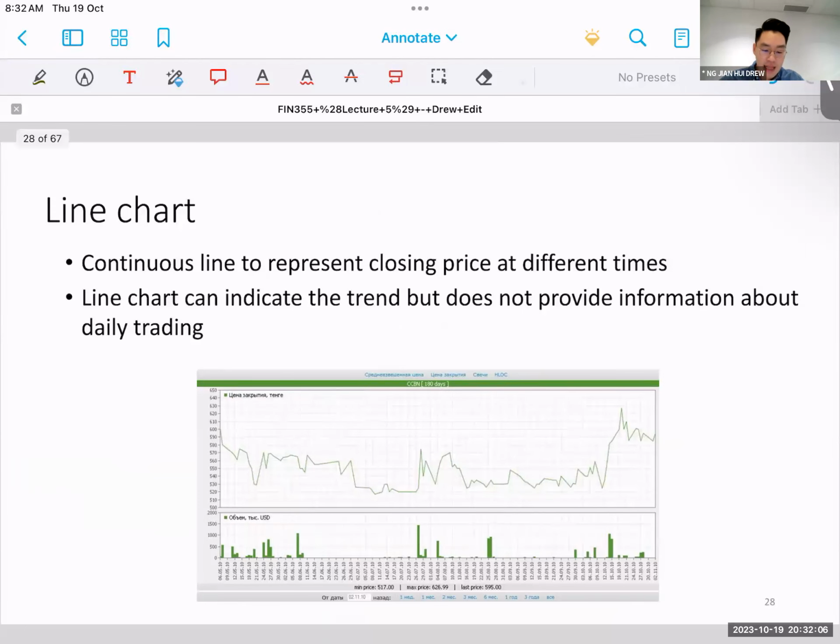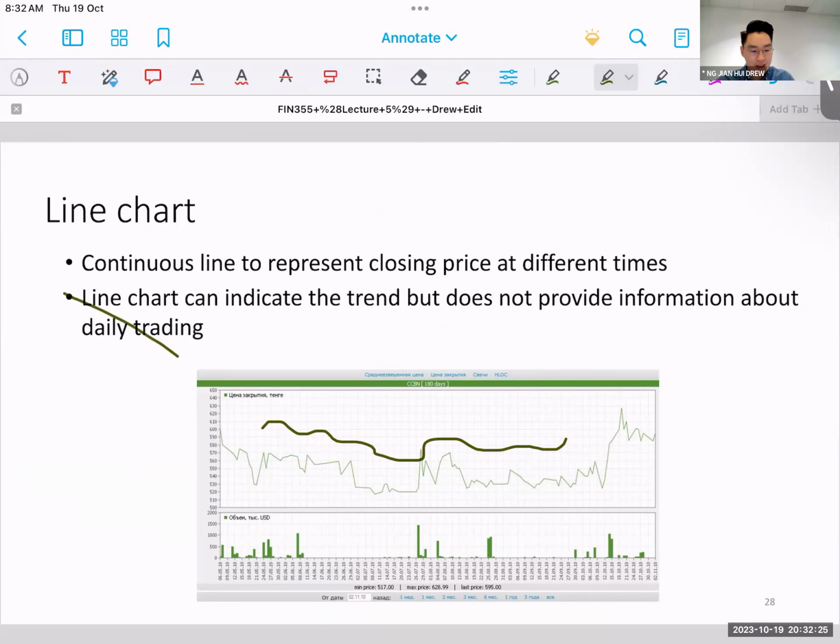All right, a line chart. So a line chart basically gives you the price, right? As you can see here, the price of the stock. But it does not really provide more than just the price, right? It's just the price of the stock.